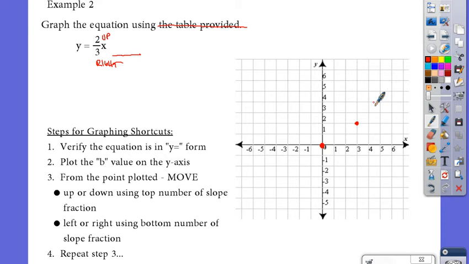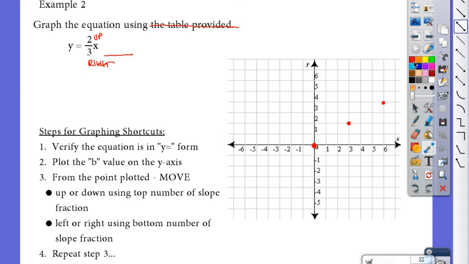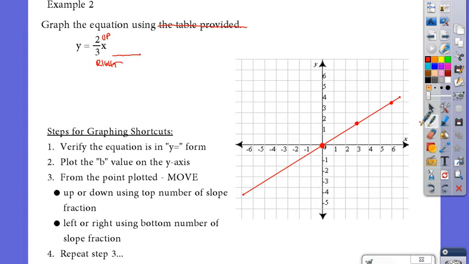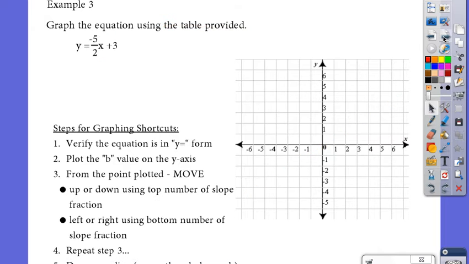Up 2 over 3. And I can do that as many times as I want. But 2 points and a ruler are enough to give me a line. So remember that, 2 points and a ruler. You need to use a straight edge. If you're at home and you don't have a straight edge, just use the side of your book or the side of your calculator case or whatever, and that will be our line there. y equals 2/3 x.